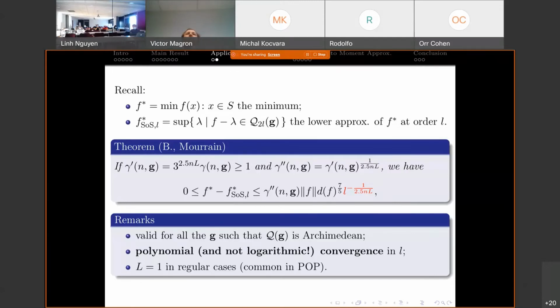Okay, so it's not so bad. The gamma prime is not so bad. Yeah, you have to look at the gamma second here. Okay, if I may shortly comment on this.